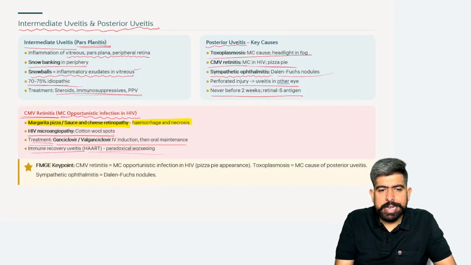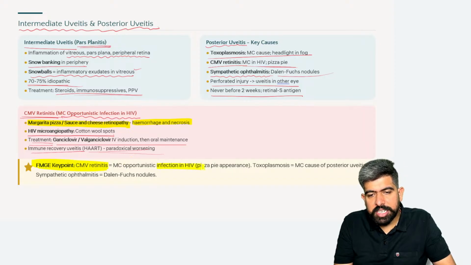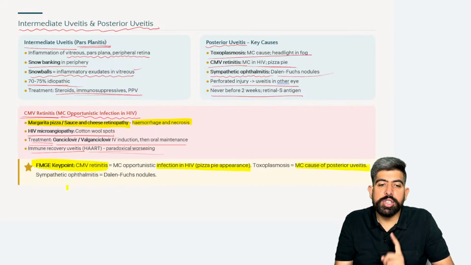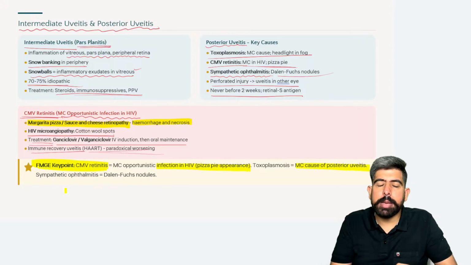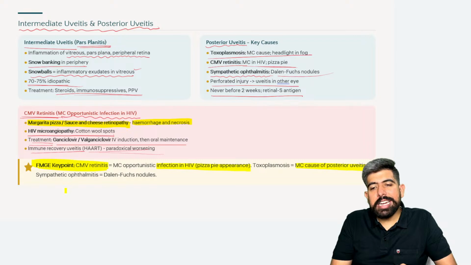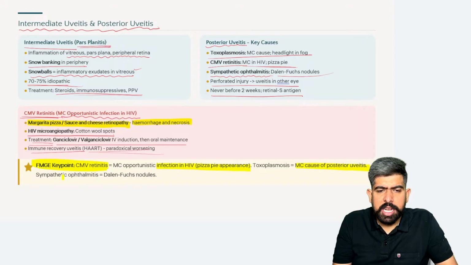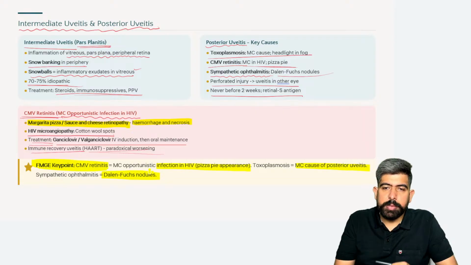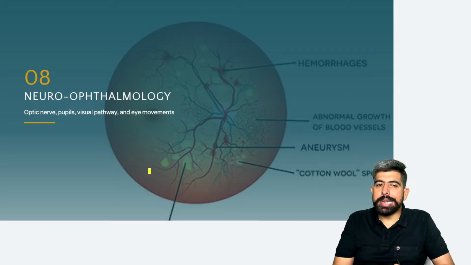Now the next, if we're talking about the key points, please remember about it. Cytomegalovirus retinitis is the most opportunistic infection in HIV, with the pizza pie appearance, and please remember toxoplasmosis is the most common posterior uveitis. So for the most opportunistic in HIV, we should go with CMV, cytomegalovirus. And if we talk about the most common posterior uveitis, that should be toxoplasmosis. In sympathetic ophthalmitis, there are Dalen-Fuchs nodules. Dalen-Fuchs nodules will be found over there, right? So this is all about your uveitis, which you have to remember.